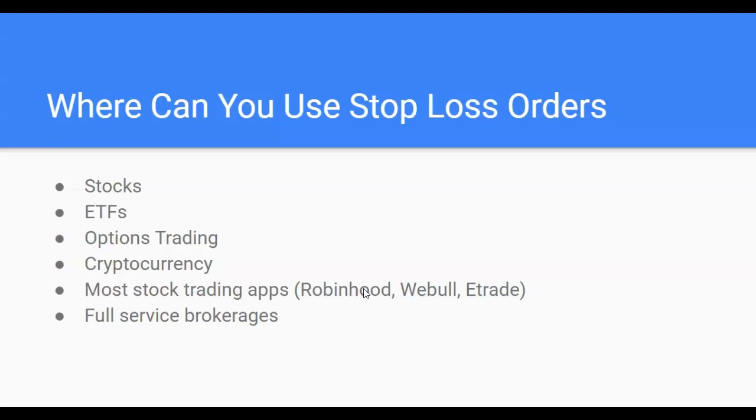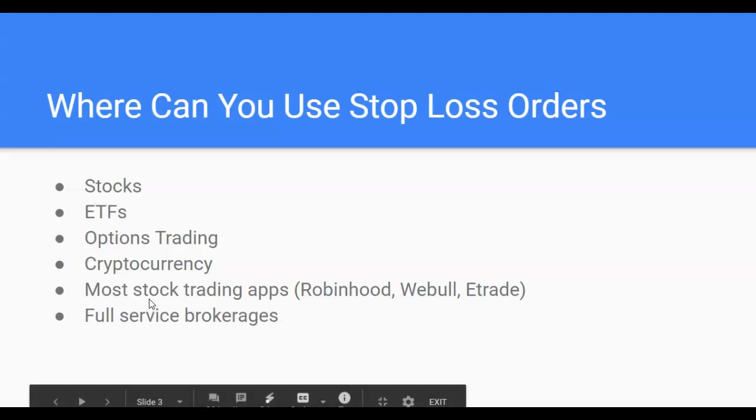And most stock trading apps out there will allow stop loss orders. So Robinhood, Webull, E-Trade, for you guys in Europe, Revolut, you can use these types of orders on your stock trades. And of course, most full service brokerages like Fidelity, Vanguard, they all have stop loss orders. So basically, anytime you're trading any type of security, you can use these types of orders.